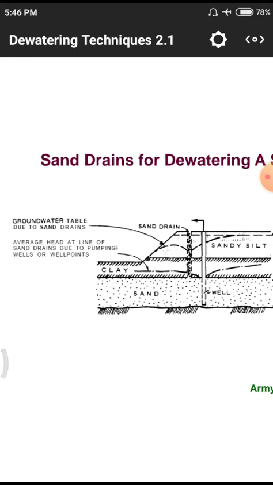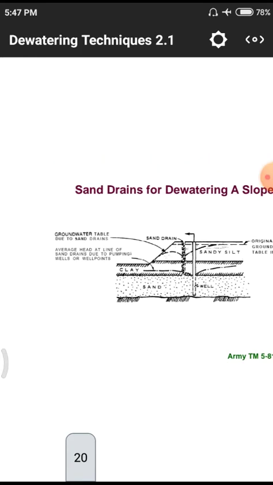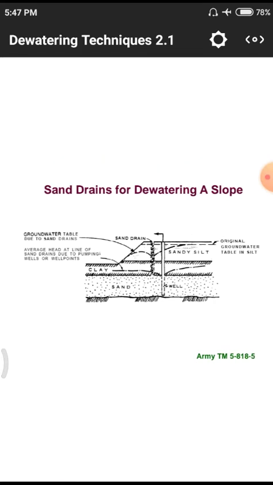Why? Because in the rainy season automatically the bore well will absorb a huge amount of water from the total surface, so that is the purpose of sand drains, for dewatering particular sloping areas. It is the purpose of the sand drain. Normally sand drains are used to absorb the water which lies around the structures.